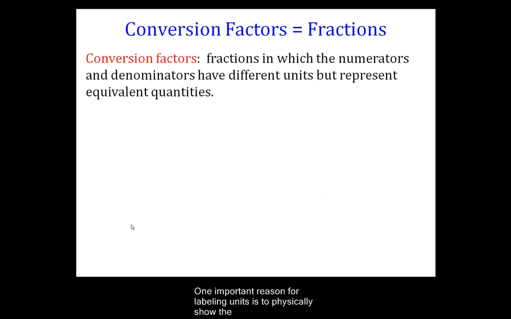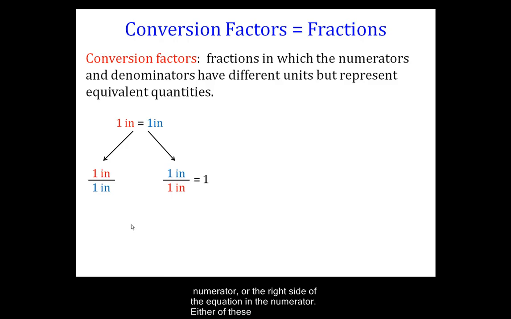One important reason for labeling units is to physically show the conversion of one measurement to its equivalent measurement in a different set of units. If we have an equation, we can use both sides of the equation to form a fraction called a conversion factor. For example, since we know that 1 inch is equal to 1 inch, we can create a fraction with the left side of the equation in the numerator, or with the right side of the equation in the numerator. Note that either of these expressions is equal to 1 since any number divided by itself equals 1. This is a trivial case, but other conversion factors are useful because they allow us to change from one set of units to another set of units.